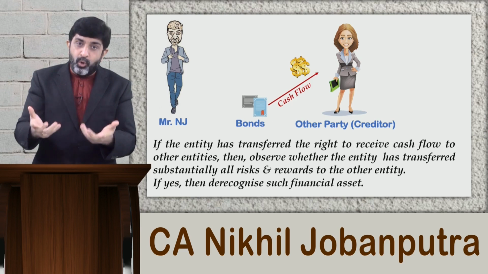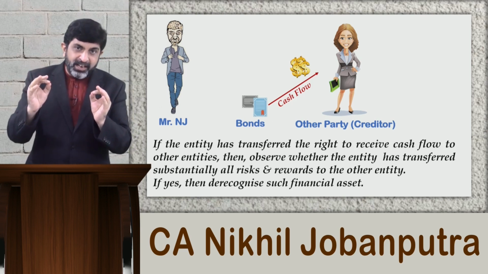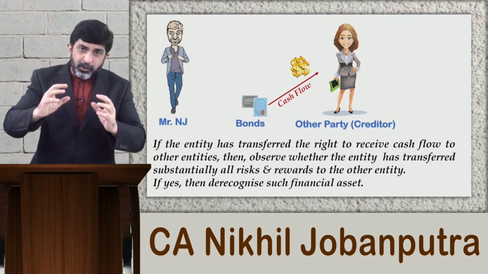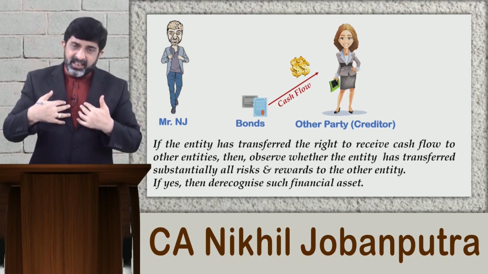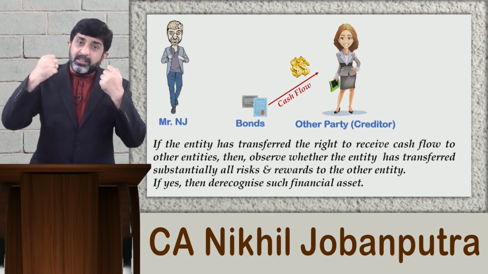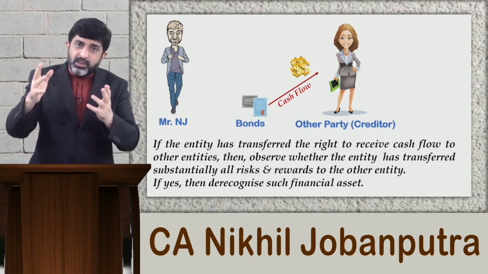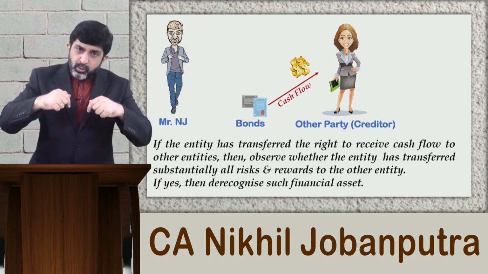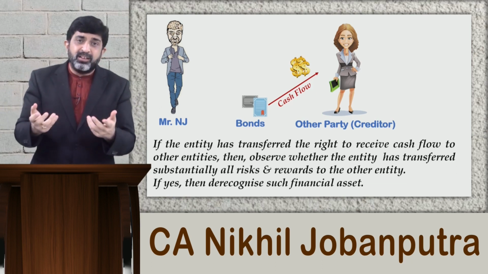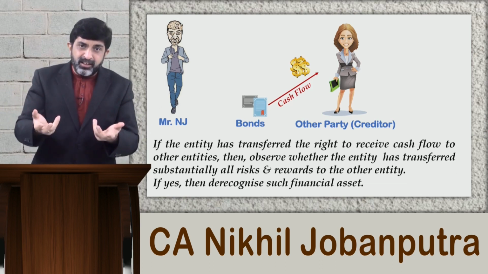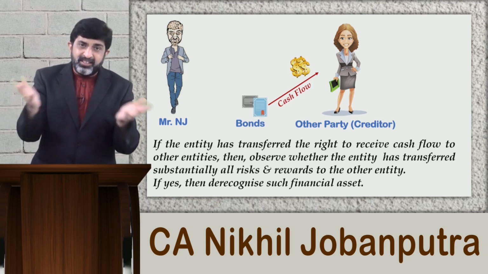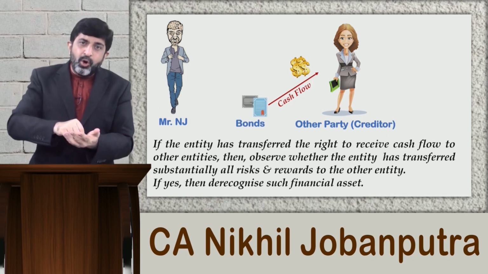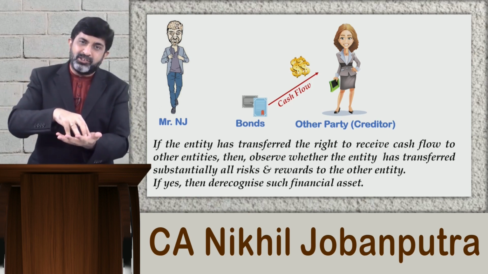If the answer is no, that means there is a confusion, right? When the question is asking you, have you transferred the rights to receive cash flow? I will say yes. Have you transferred even the risks and rewards attached to the asset? I say no. So then a question comes to me, have you retained the risks and rewards? I said no, I have not retained, I have not transferred, I don't know what exactly is the matter. Then one last question that will arise is, who has the control over such financial asset?